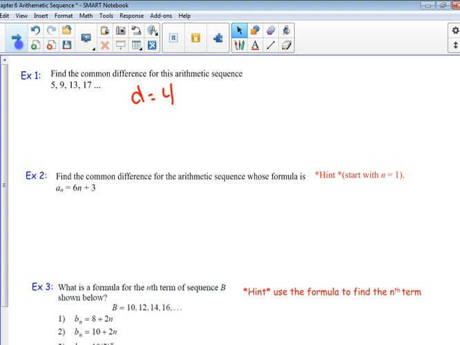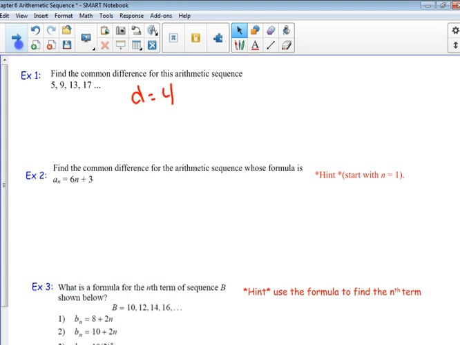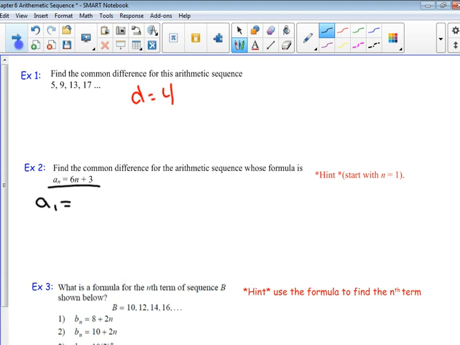Alright, sometimes I ask you guys to find terms in a sequence, if they don't give the common difference. This is one of the very first things you guys did. If you're given a formula and they ask you for the terms in the sequence, we have to start with a sub 1 being your first term. So if we want to find the first term, where you see an n, you just put a 1 in its spot. So it looks like 6 times 1 plus 3. What would that give you guys?